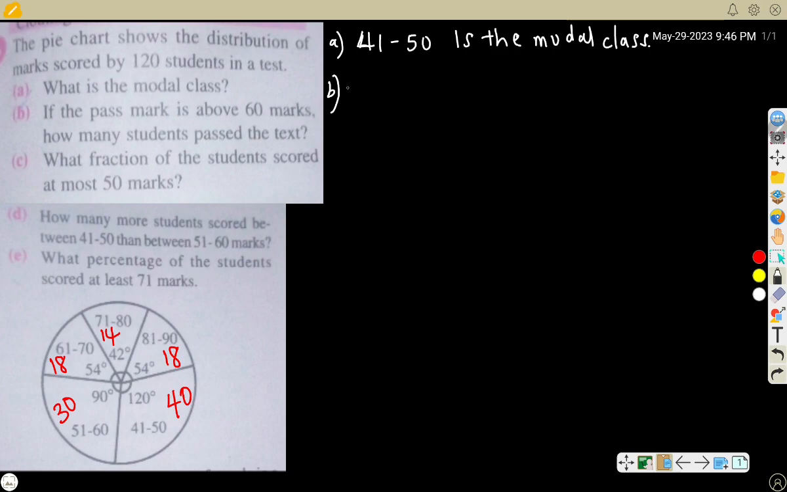So question says if the pass mark is above 60, how many students passed the test? So we have 61 to 70, 71 to 80, 81 to 90 passed the test.